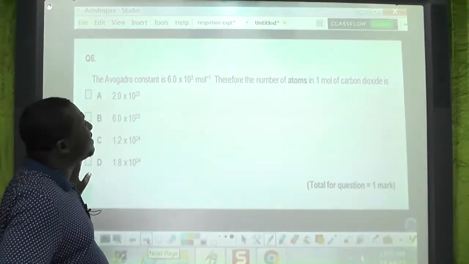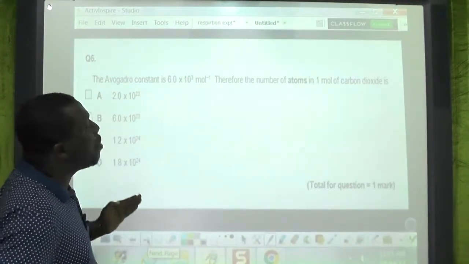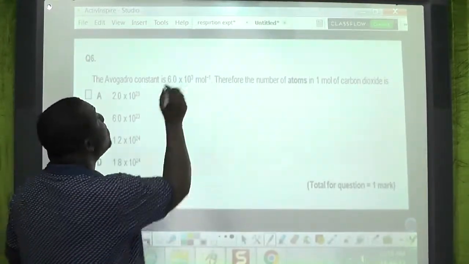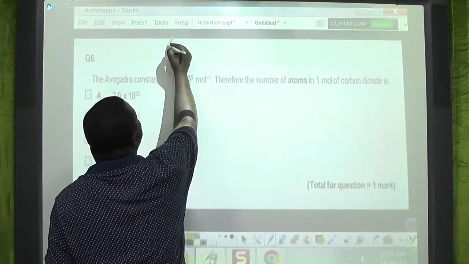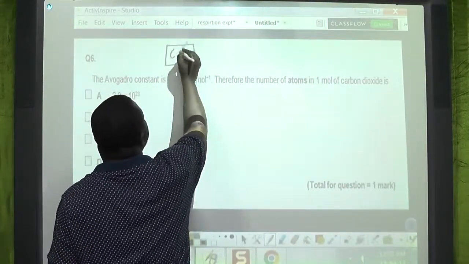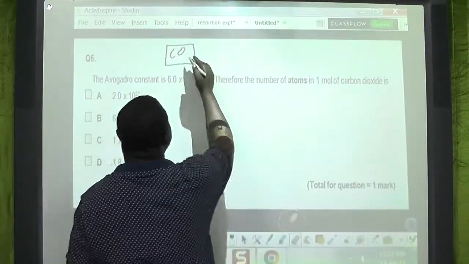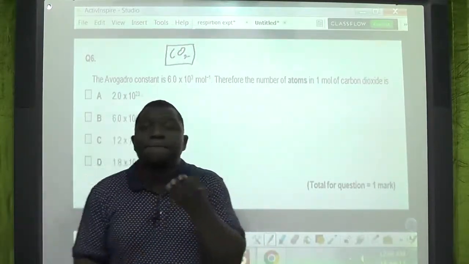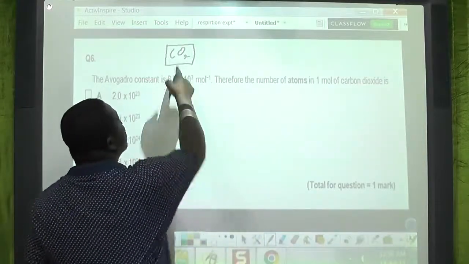The Avogadro's constant is this. Therefore, the number of atoms in 1 mole of carbon dioxide is this. You should be able to know this now. In 1 mole of carbon dioxide, it's like I have packs of carbon dioxide, CO2, CO2, CO2, CO2 inside this box. I have a pack of sugar with 3 atoms, with 3 cubes.